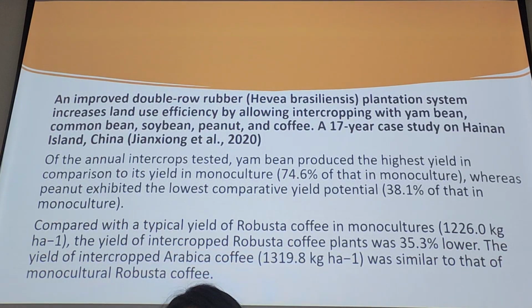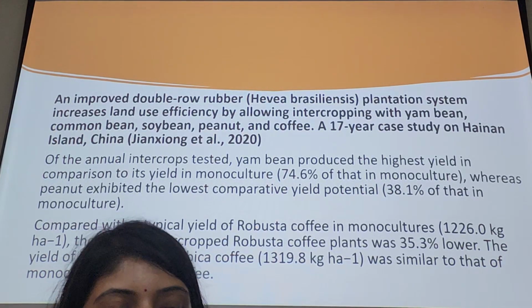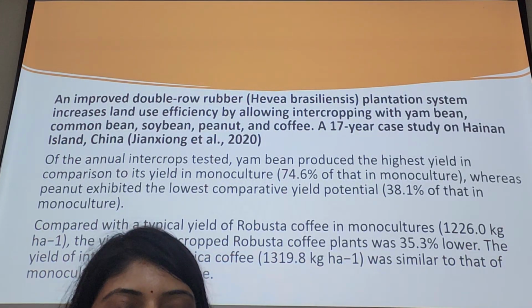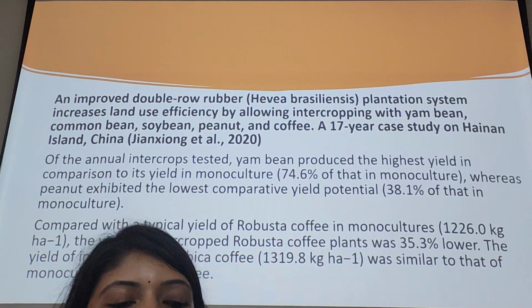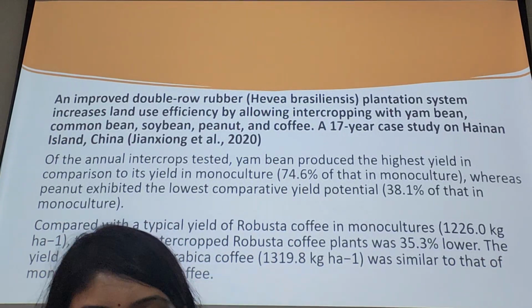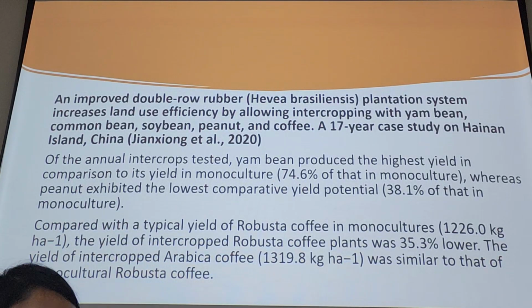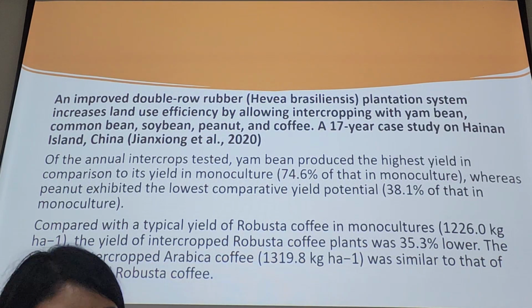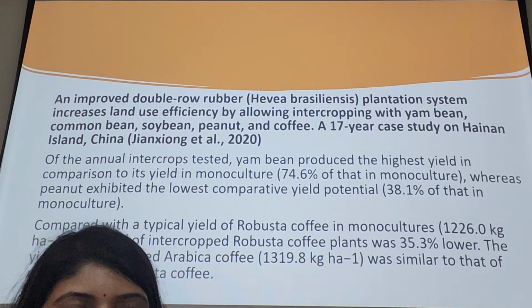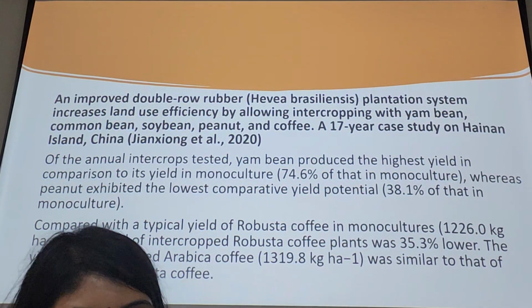The second case study is intercropping in a rubber plantation system. In this study, they actually used 5 crops: yam bean, common bean, soybean, peanut and coffee. When they tried to intercrop with these different crops, as you can see, peanut exhibited the lowest comparative yield potential, and yam bean produced the highest yield in comparison to its yield in monoculture.